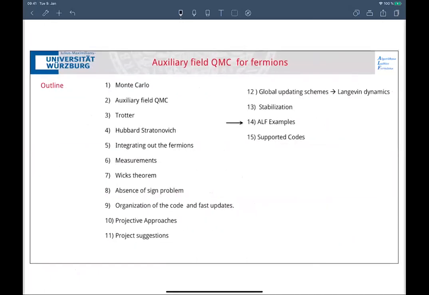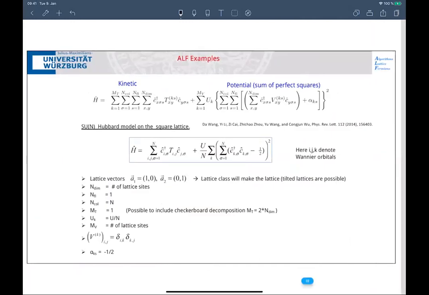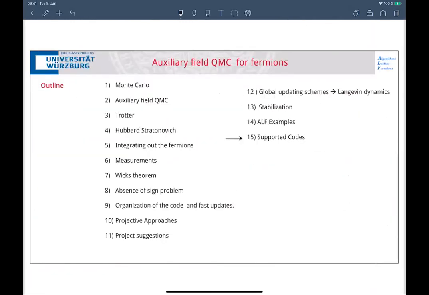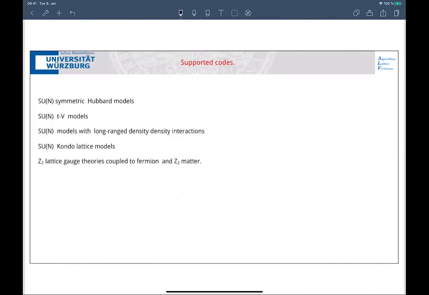The ALF examples were done by Florian, so I will skip that and go to the second part of the talk. I'd like to be really on time today and talk about more supported codes in the ALF. There are some predefined codes. There are five of them: Hubbard models, t-V models, models with long-range density-density interactions, and Kondo lattice models.